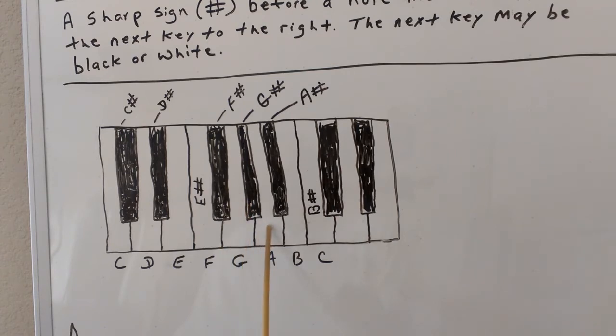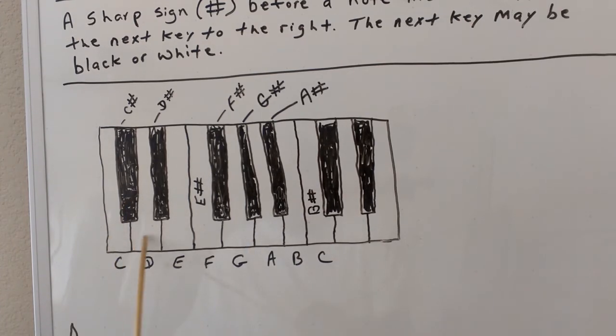Have the A, move over one key to the right, the A sharp. The B, move over one key to the right, which is a white key. We've seen this before, right? We've seen this with the E and the F. So you have the B sharp, and the C shares the same key, and it's a white key. Okay? So that's pretty much it.